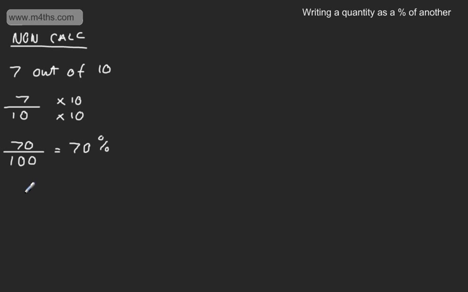Let's look at another example. Let's say I scored 3 out of 20 in a test. We write 3 over 20, and we can multiply the numerator and the denominator by 5.